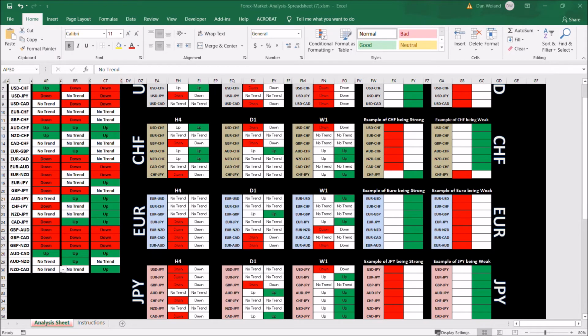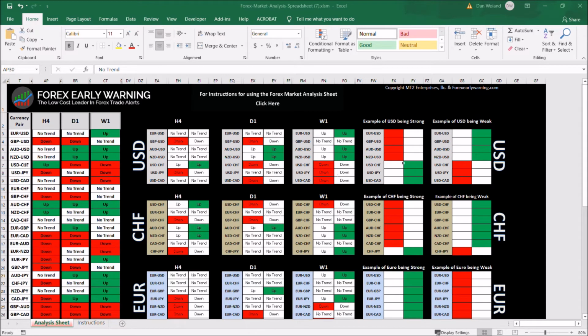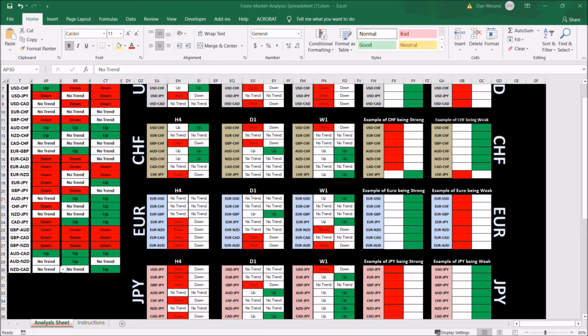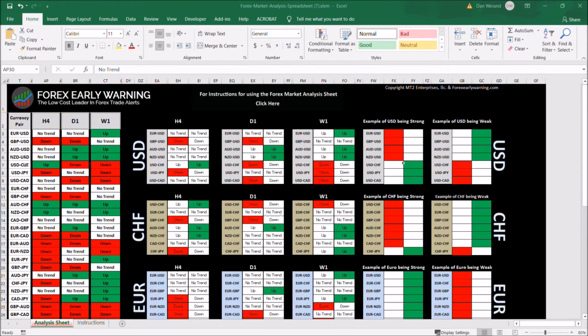If they're close, it could be because that one that's missing here is doing the same thing as that individual currency. So if on the USD, if the W1 on the pound USD, if the pound is showing no trend, it's probably because the pound is weak as well long term.